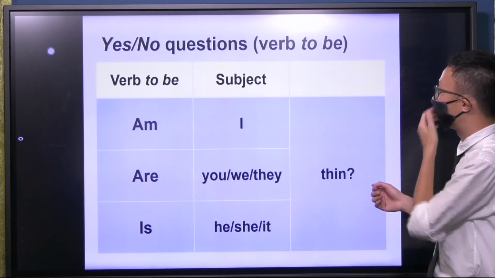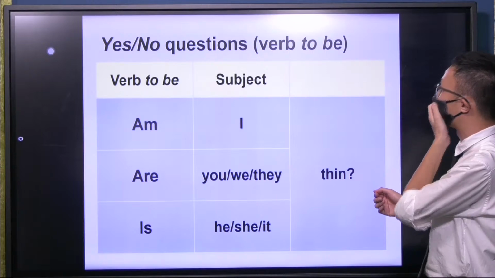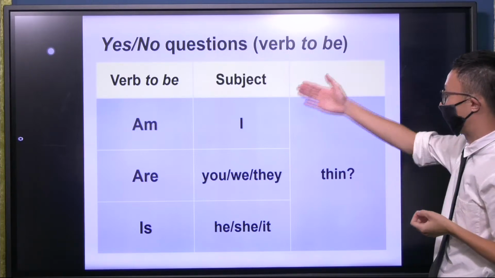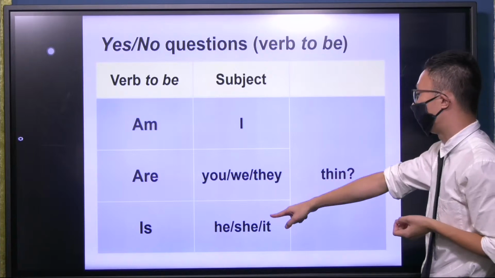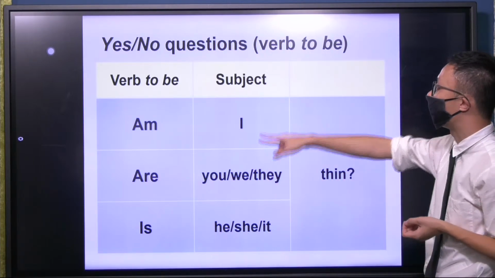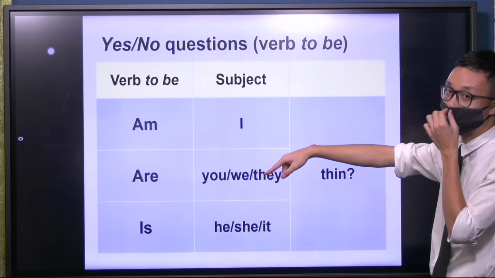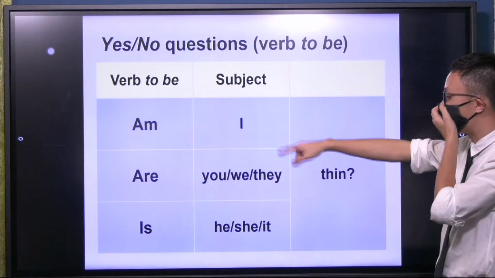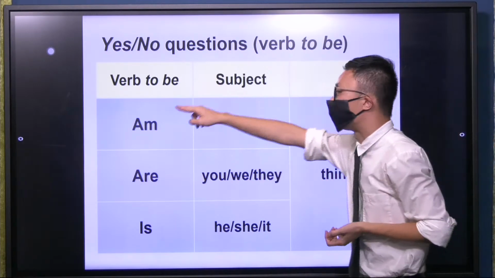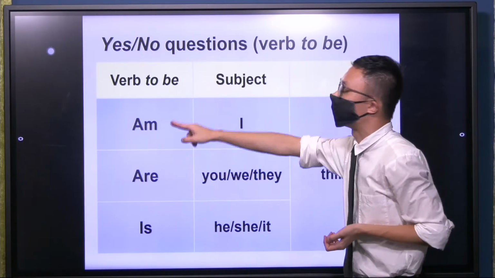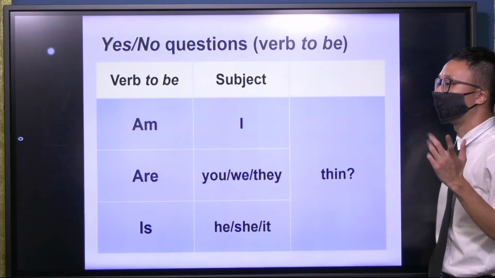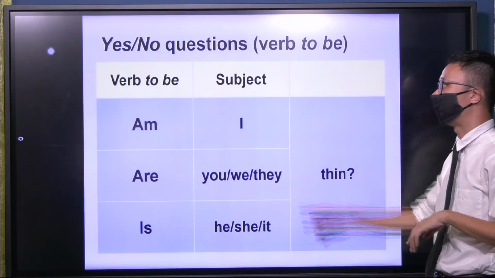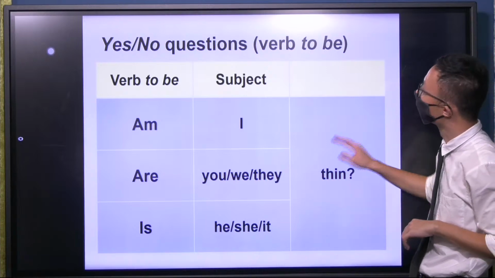Okay, so this is another verb to be question: am I thin? Are you thin? Is he or she thin? This is the verb to be form. You use the word be and swap it to a different form. This is not present continuous, so you don't have to put ing. This is present tense, alright?